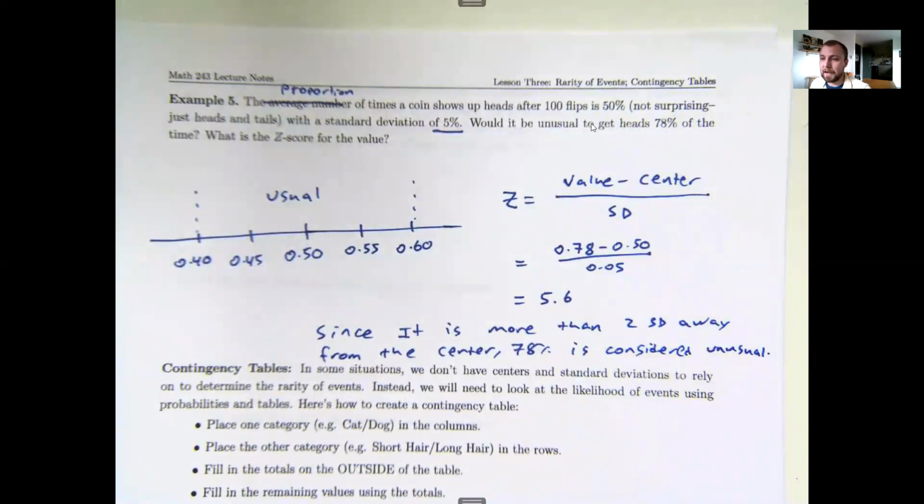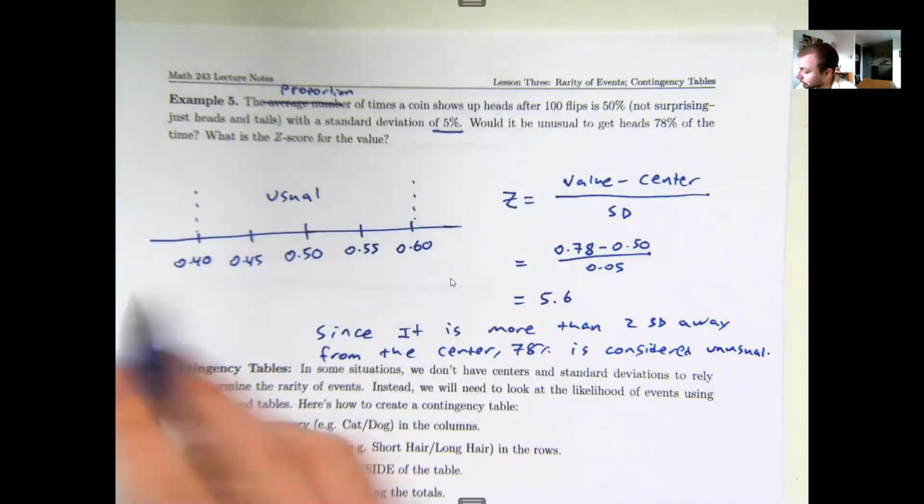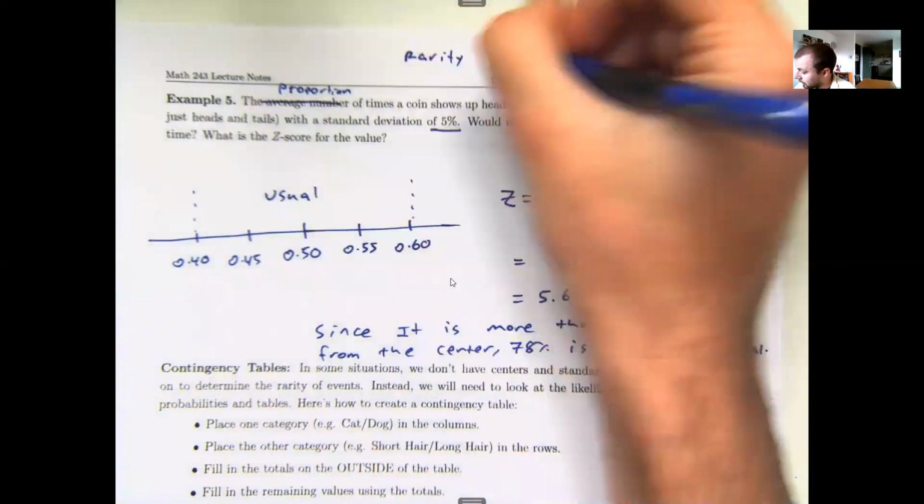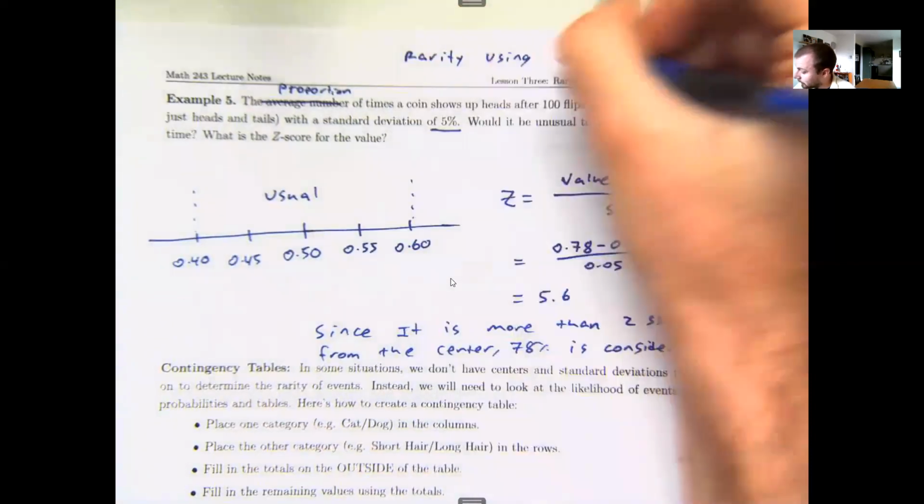In general, if a value is unusual, that tells you that there might be something going on. Either they're really lucky or they could be cheating. So this was a way to find rarity using weighted values.